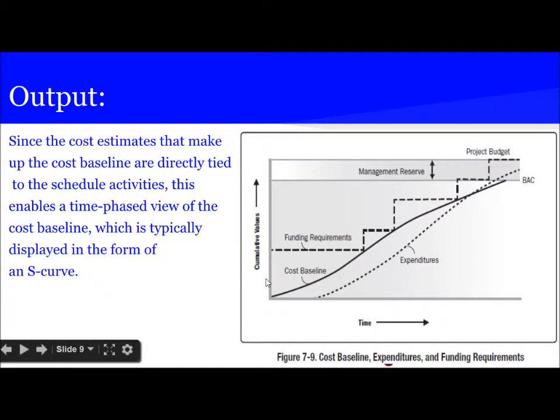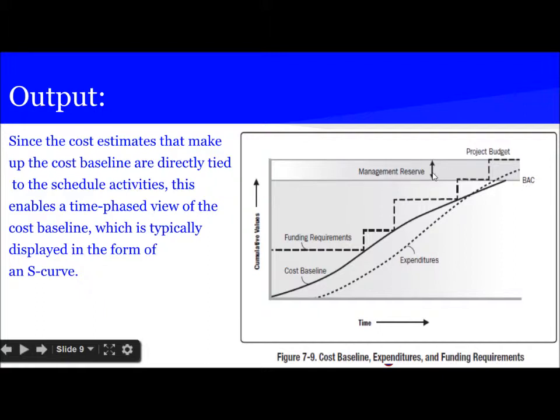And the dark line is the cost baseline, and the dotted line is the expenditure. So we can see that initially the expenditure is within the baseline, which is the predicted budget of the project, and as the project progresses we see that the expenditure has exceeded the cost baseline, and wherever it has reached is called budget at completion, which is also called BAC.